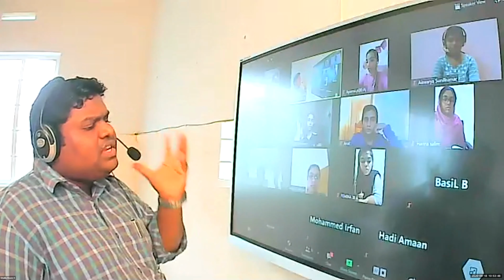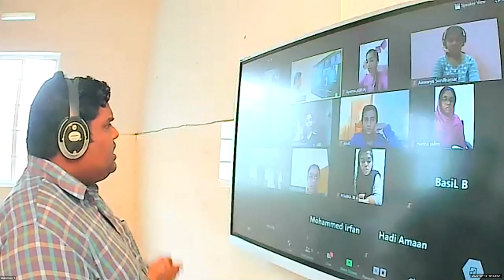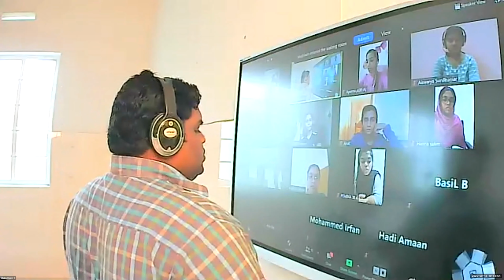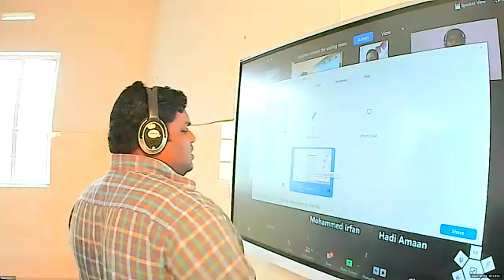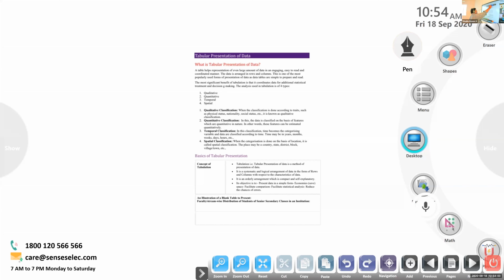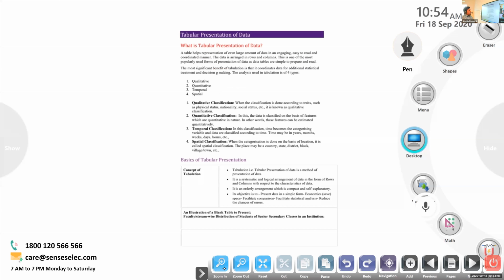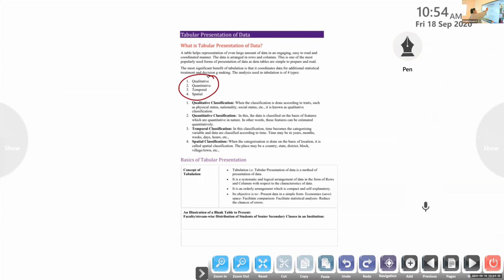There are a number of features for a table. Let's just have a look at that. I'm going to share my screen here. Just observe. We know that tabular presentation of data can represent even a large amount of data. Many sets of data we are able to include in a table. That is related to 4 factors. What are they? Qualitative, quantitative, temporal, or spatial.